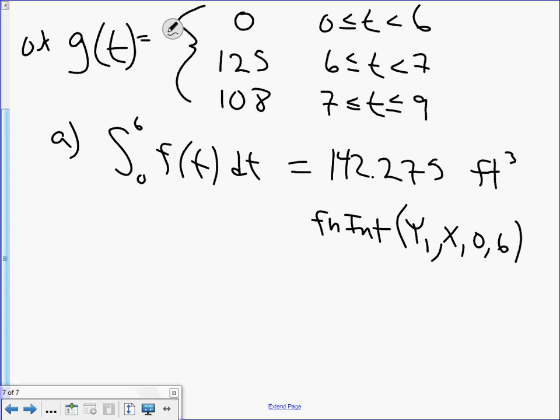Let me see B. Okay, so we're okay with that one? Find the rate of change of the volume. That's just rate in minus rate out. That's the rate of change of the volume at 8 a.m.